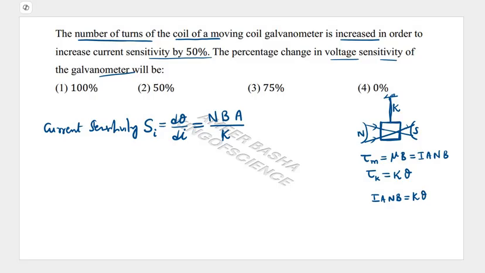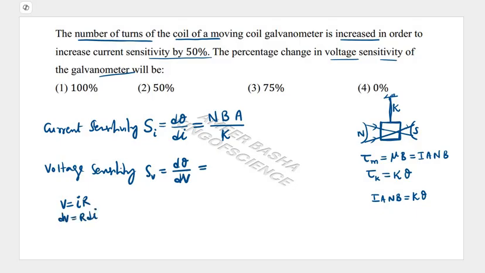This is the formula for current sensitivity. What is the voltage sensitivity? The voltage sensitivity is also deflection per unit voltage, that is potential difference. So by using the relation V equals I R, that is, voltage equals current multiplied by resistance, dV can be written as R dI. So it becomes 1 by R into d theta by dI. That is, current sensitivity divided by the resistance of the coil which is used here. So these are the basic formulas you need to remember here.